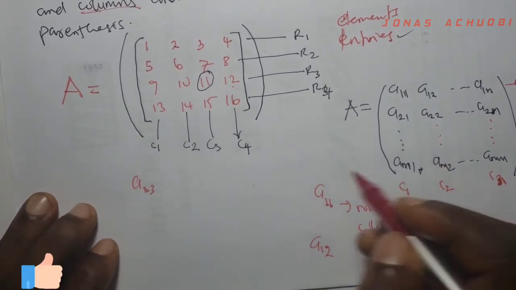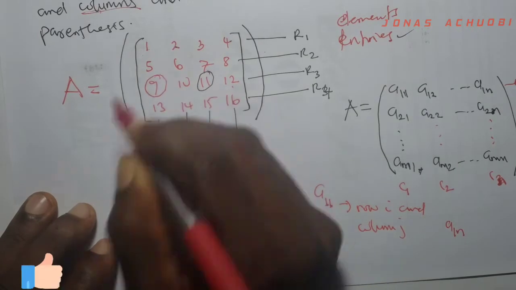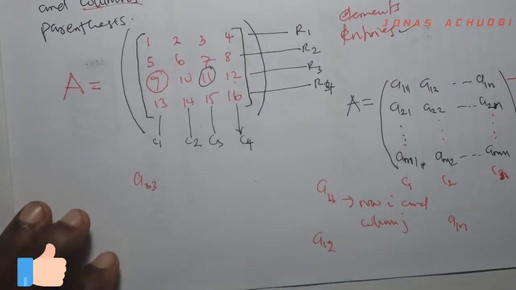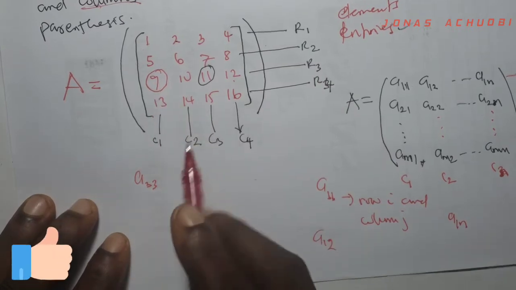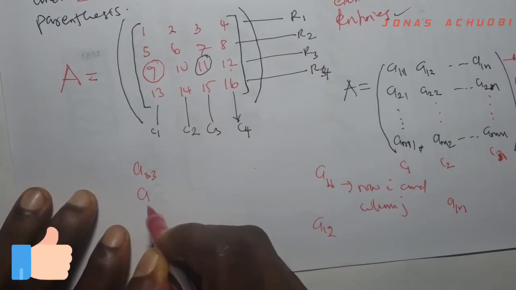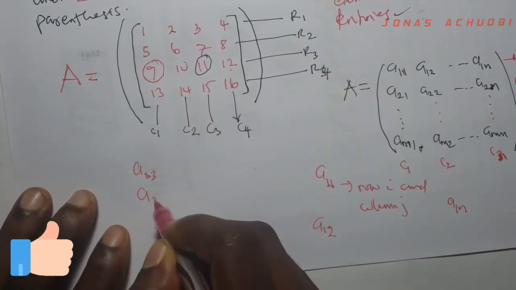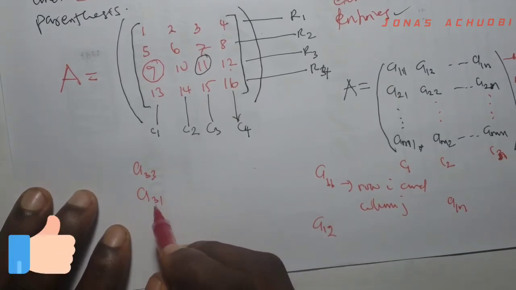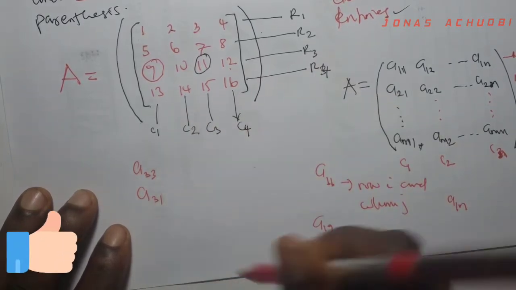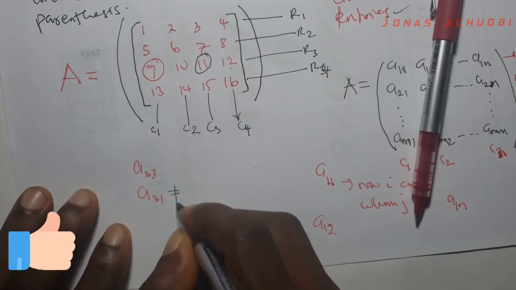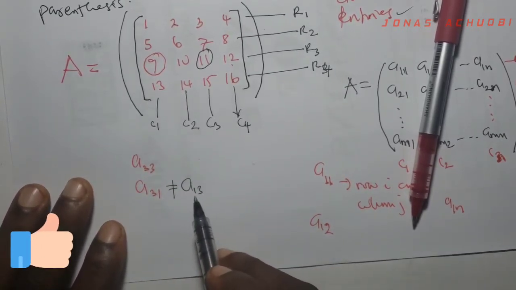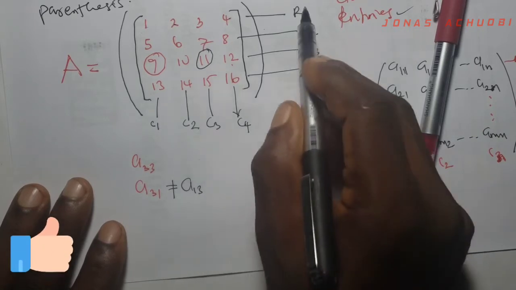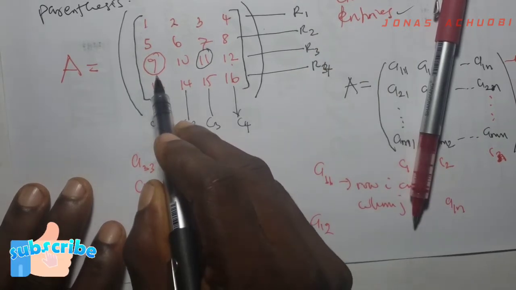Let's do one more entry. This entry 9, what would be its notation? This entry 9 is in row 3 and column 1. So entry 9 is entry a31, the entry in row 3 and column 1. This will not be the same thing as writing a13, because a13 would mean the entry in row 1 and column 3. And that is not 9.